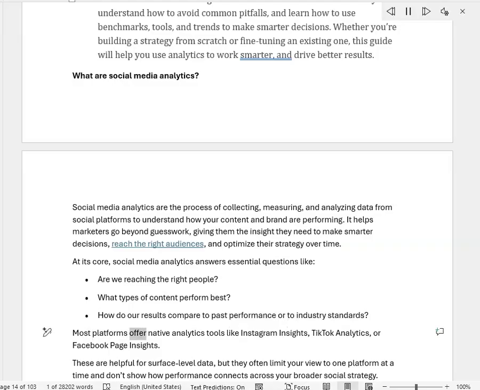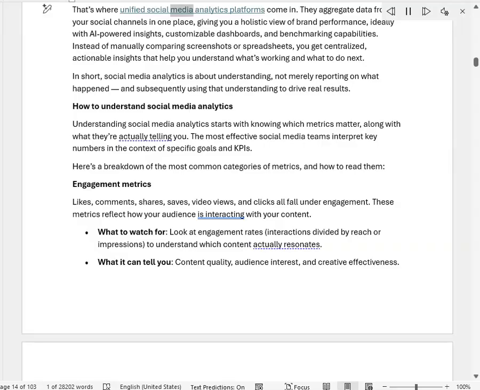Most platforms offer native analytics tools like Instagram Insights, TikTok Analytics, or Facebook Page Insights. These are helpful for surface-level data, but they often limit your view to one platform at a time and don't show how performance connects across your broader social strategy. That's where unified social media analytics platforms come in.